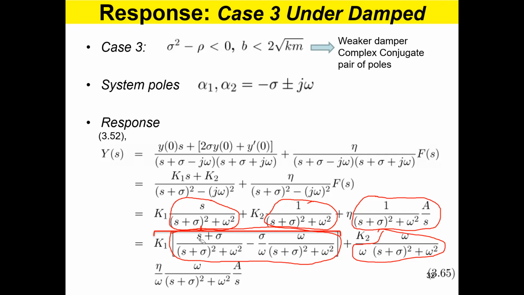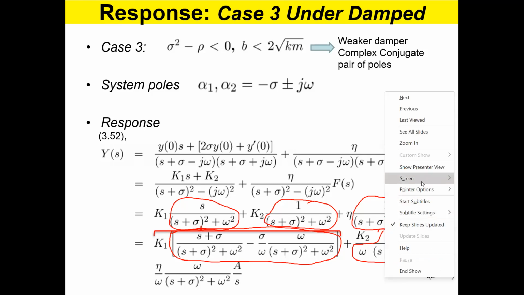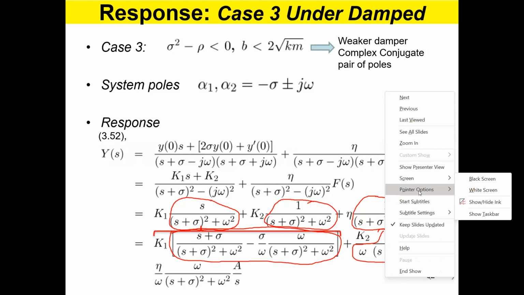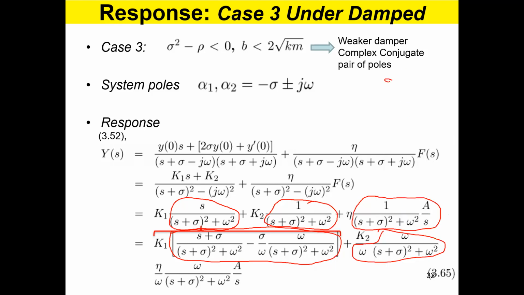Now, to help you a bit, you can see it over here. S plus sigma is appearing here and here. So this is replacement of S with S plus sigma, right? So the generic term would be like S over S square plus omega square. This is the generic term. So when you replace S with S plus sigma, then you get what you see over here.